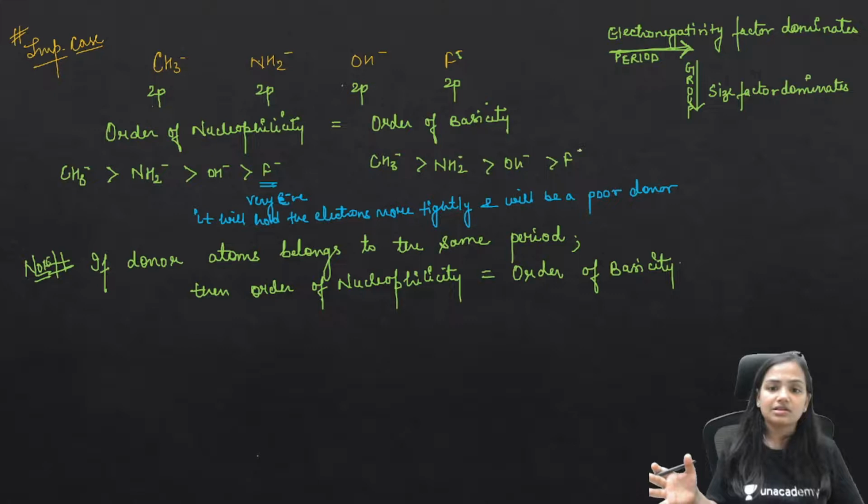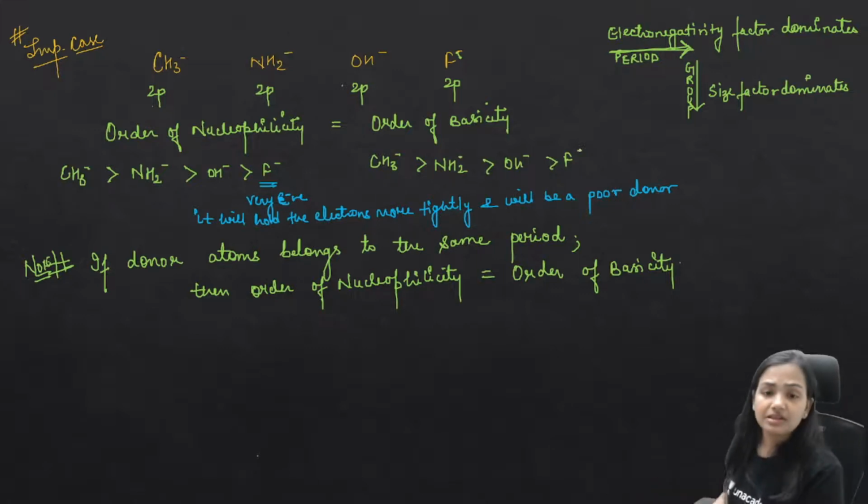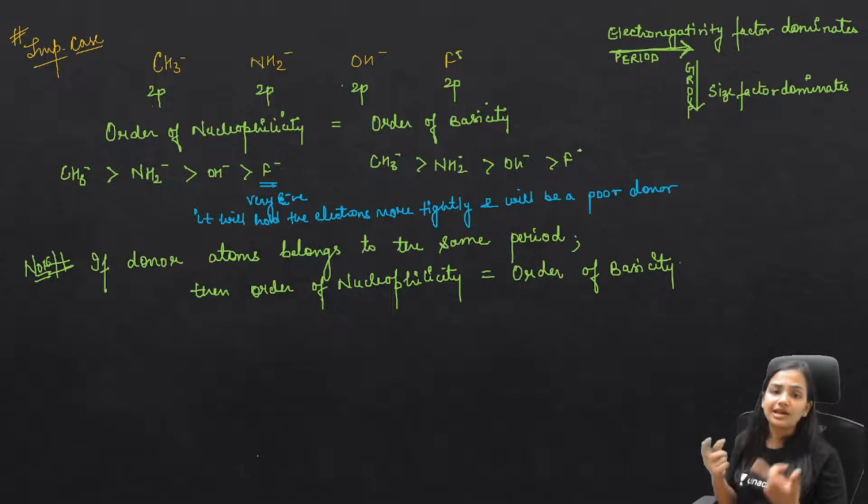Why the same reason? Because if CH negative accepts the proton, it will form a stable bond. But F negative will not even try to give the electron to the H positive. They all are 2p, so the 2p-1s bond is going to be the same. The strength is not going to be much different, and the bond length is going to be the same.